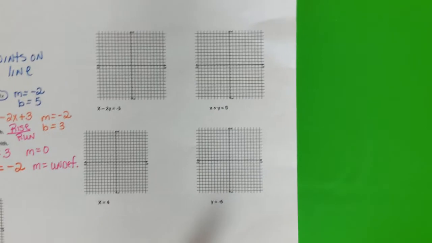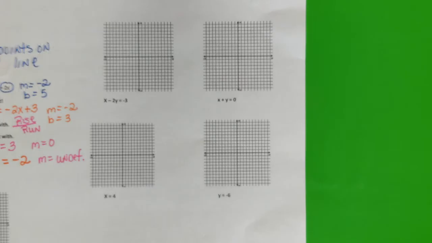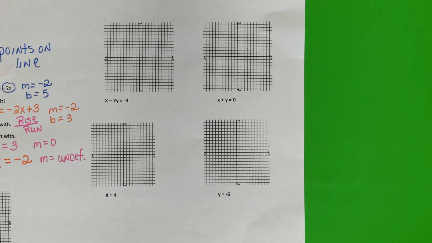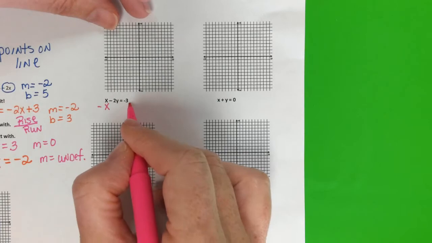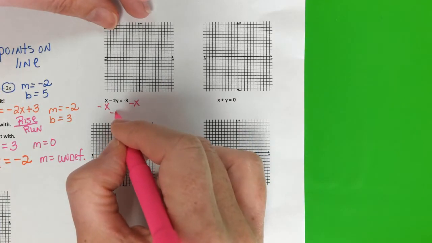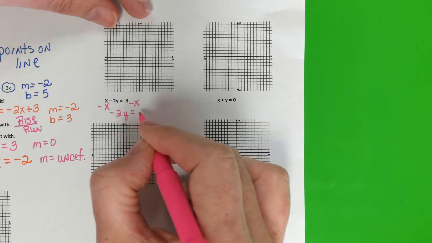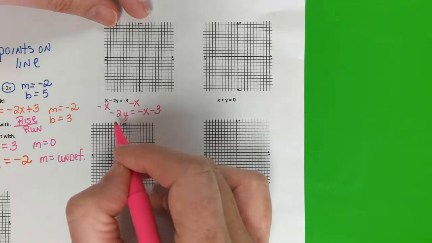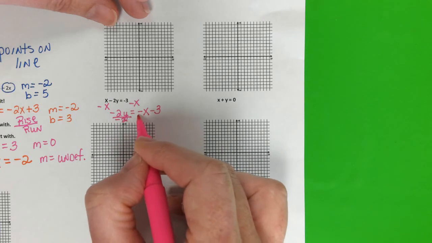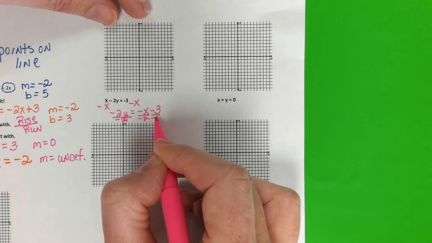Okay, let's look at this example here. So this example is not in slope-intercept form. So the first thing we need to do is put it in slope-intercept form, which means I need to get y by itself. So I'm going to say minus x. So I have -2y, and let's go ahead and move the x in front. -x minus 3, and then I need to divide everything by -2.